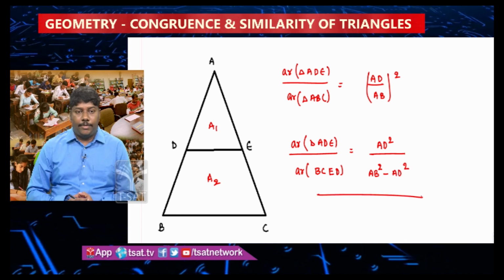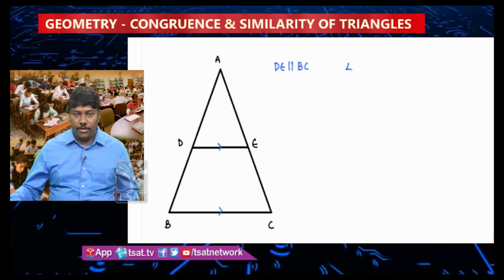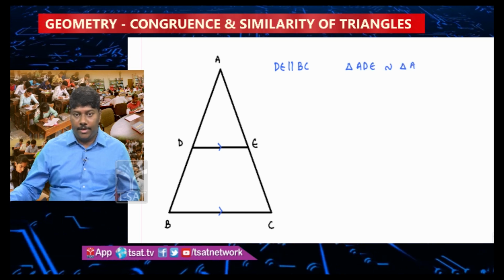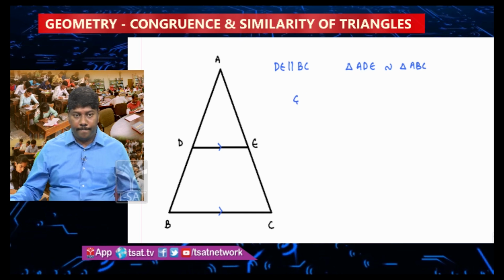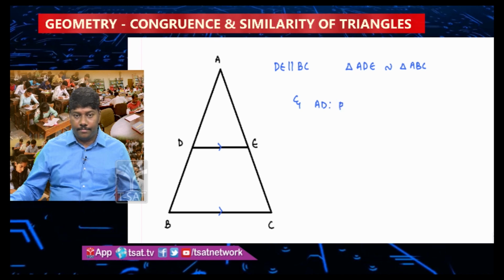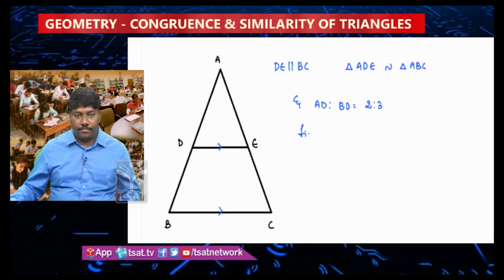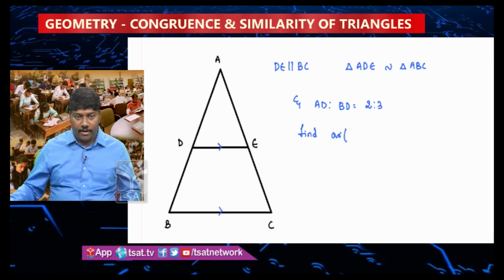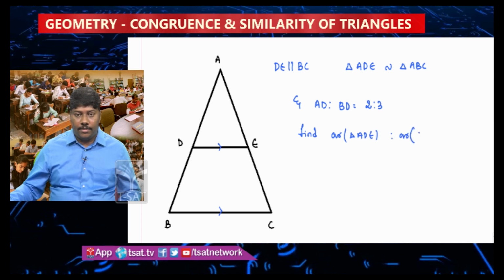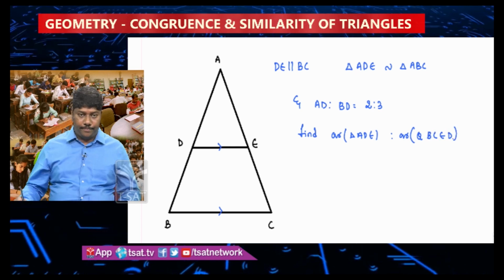Let me give it with an example so that you can understand better. The moment you say DE is parallel to BC, we know the triangle ADE is similar to triangle ABC, and I am giving AD to DB is 2:3. Find the area of triangle ADE to the area of quadrilateral BCED, quadrilateral or trapezium.